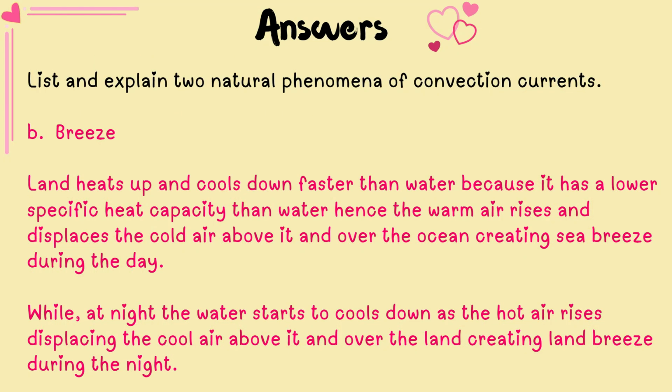B. Breeze. Land heats up and cools down faster than water because it has a lower specific heat capacity than water. Hence, the warm air rises and displaces the cold air above it and over the ocean, creating sea breeze during the day. While at night, the water starts to cool down as the hot air rises, displacing the cool air above it and over the land, creating land breeze during the night.